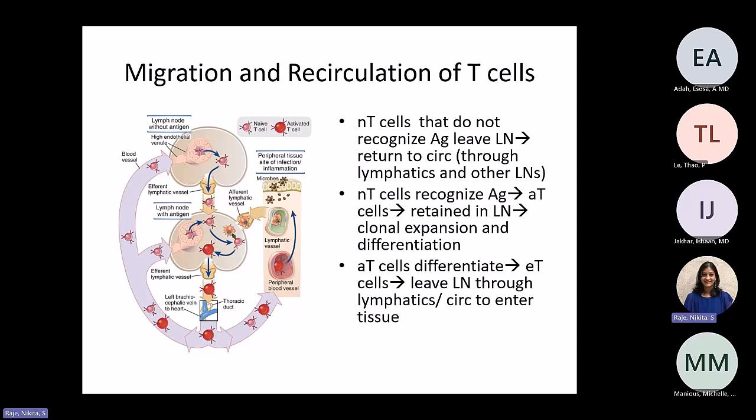So a naive T cell will go from one lymph node to another and continue to recirculate till it comes across the antigen that it was looking for. Once it comes across the antigen, it's no longer a naive T cell, it becomes an activated T cell. It's retained in the lymph node for a little longer time. It goes through proliferation, then undergoes differentiation, and that activated T cell will make effector cells that will go to the site of infection to help.